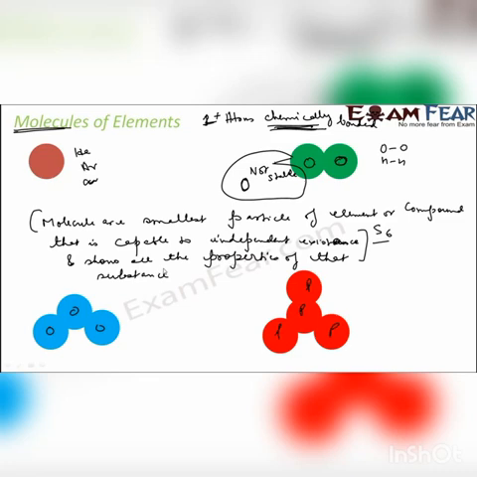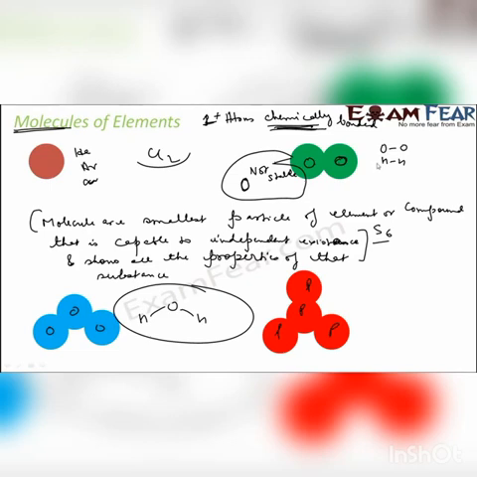Atoms of the same element or different elements can form molecules. It need not be the same. For example, a water molecule has hydrogen and oxygen. This is ozone, which is all oxygen, and this is water where we have oxygen and hydrogen. There are so many examples of molecules: chlorine molecules, 2 chlorine atoms together, and hydrogen molecules.